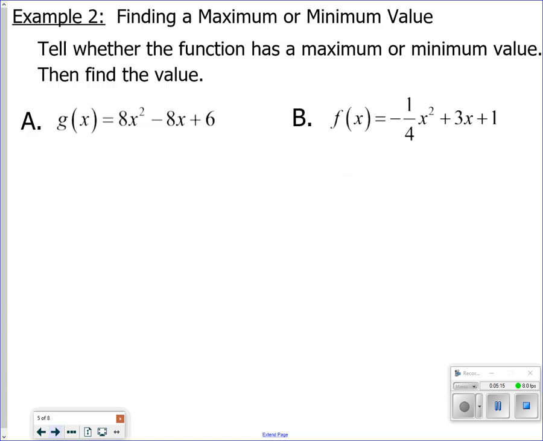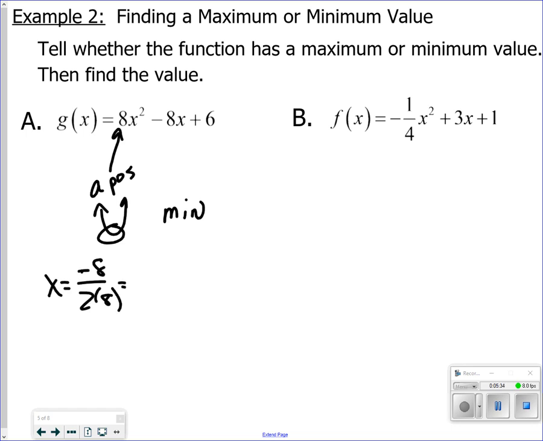So let's do this now. Tell whether the function has a max or min. If the a value is positive, I know it's an upward parabola and therefore has a min. Okay, it's got a bottom. Now, find the vertex. X equals negative b over 2a. So I end up getting negative a half. Plug negative a half back into the equation. So now you're talking about 8 times negative a half squared minus 8 times negative a half plus 6. So positive 4 would be positive 10.